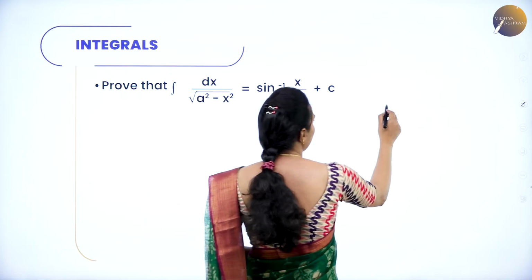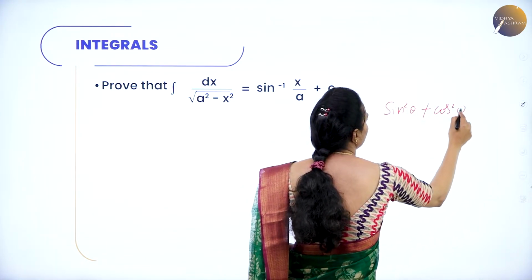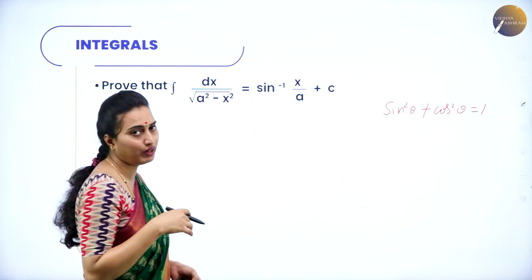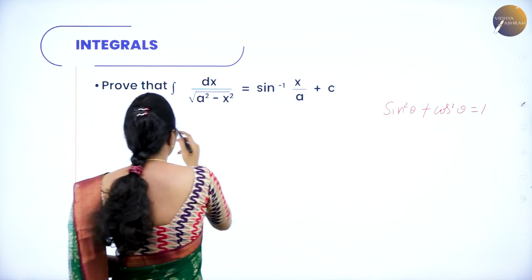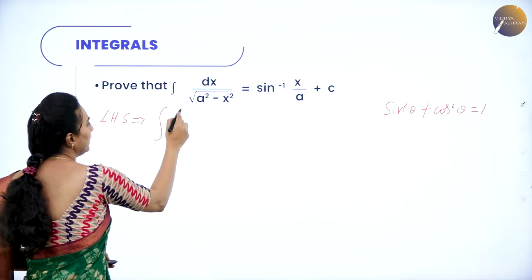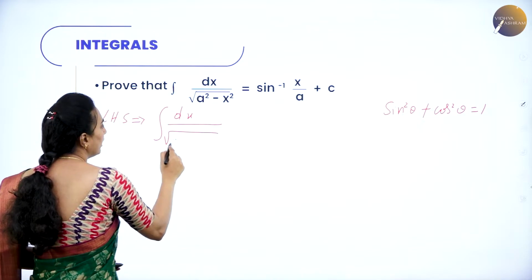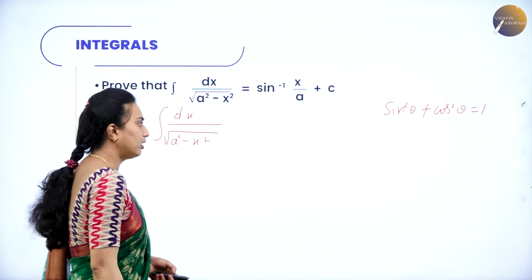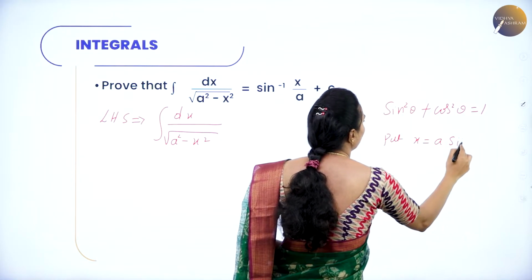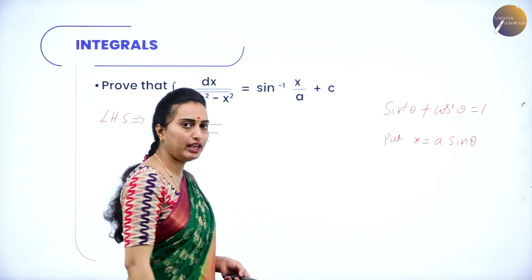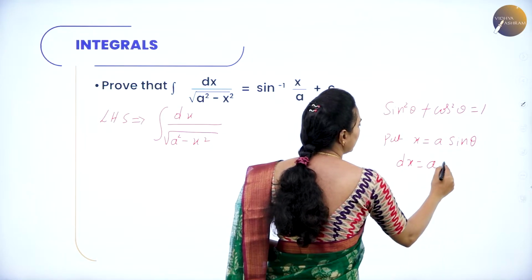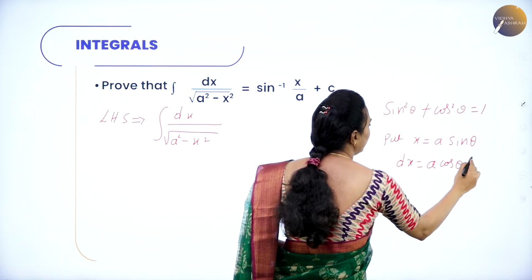According to the identity, sine squared theta plus cos squared theta is equal to 1. Now 1 minus sine squared theta can be written as cos squared theta. So here we are taking the left hand side. What is the left hand side? Left hand side is nothing but integral of dx divided by under root a squared minus x squared. Now put x is equal to a sine theta. If you put x is equal to a sine theta, you can differentiate this. dx will be equal to a into cos theta into d theta.